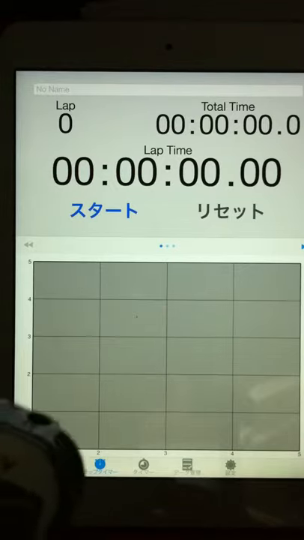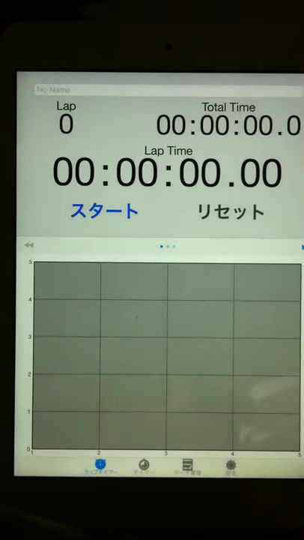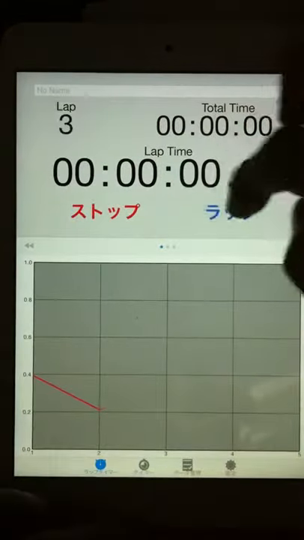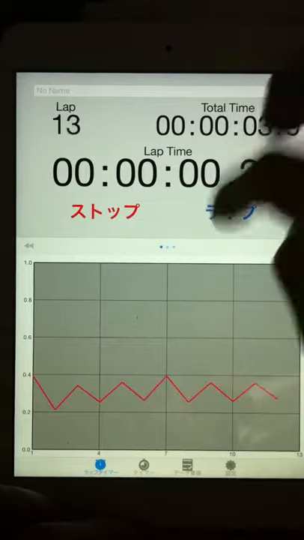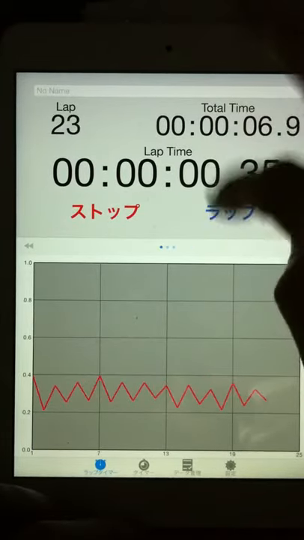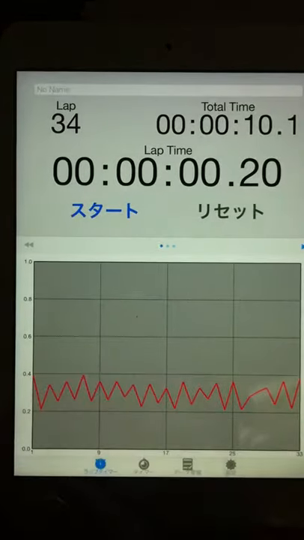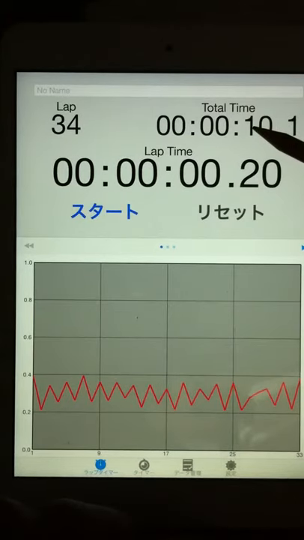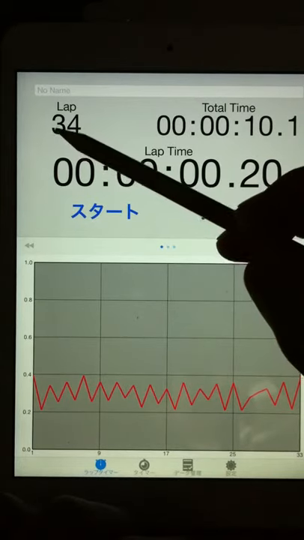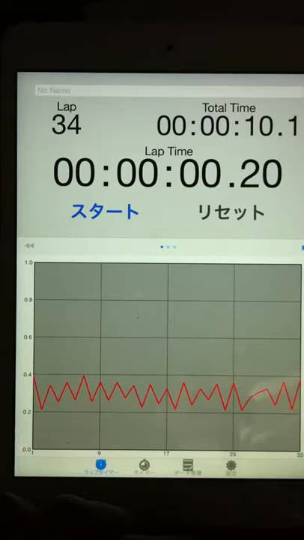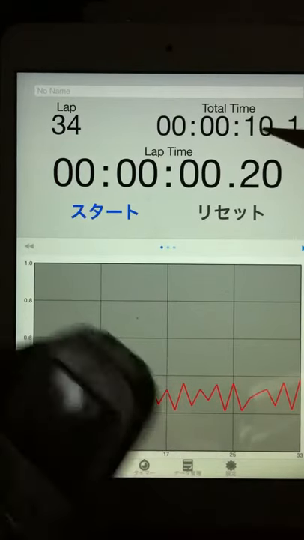Let's begin tapping, recording. 1 0 1 1 0 1 divided by 3 4 3 4 multiply 2 equal 590, 0.59 second for 1 beat.